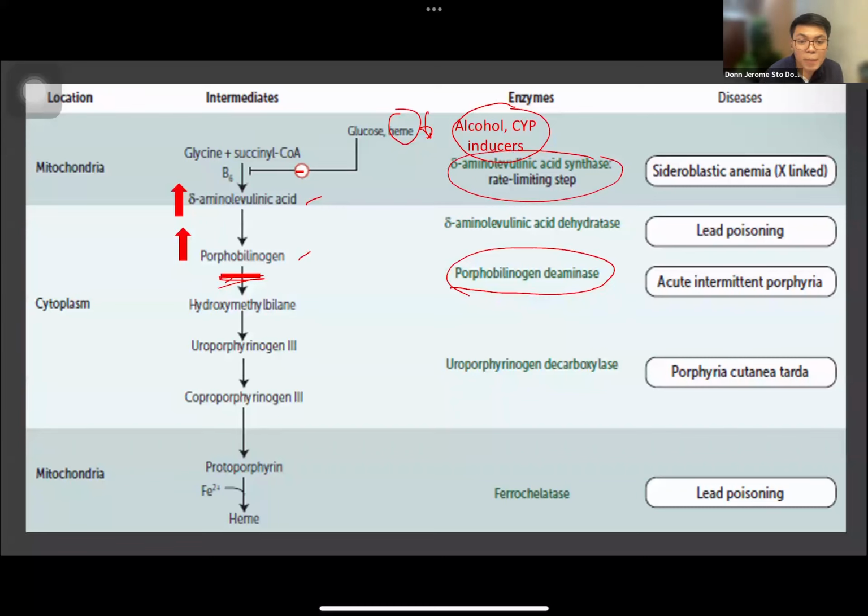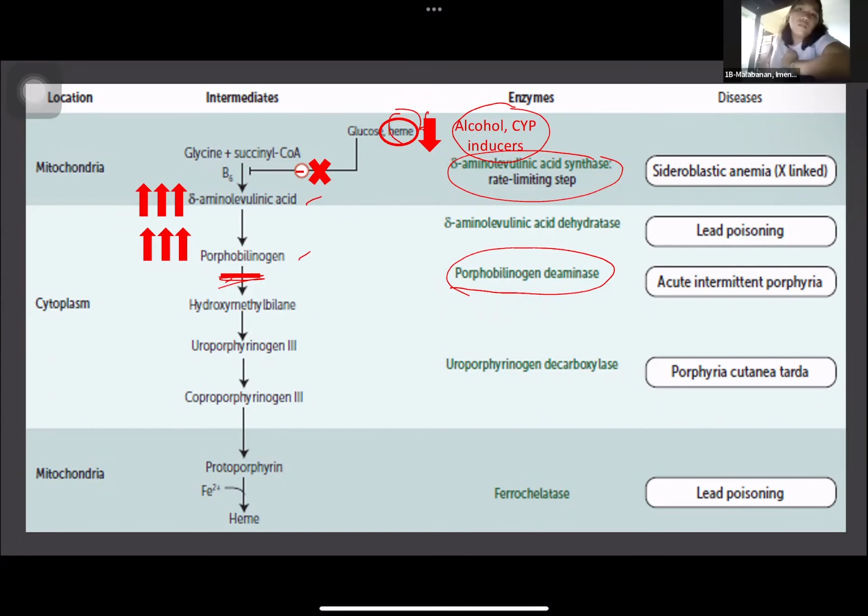If the inhibition is removed, will you have overactivity of your ALAS? Yes. ALAS is free to do its thing. So will you produce more ALA and more PBG? Yes. So you will produce more ALA and PBG. Will that precipitate an attack of porphyria? Will that make the manifestations of your patient more severe? Yes. So will you advise patients with porphyria to take in alcohol or to take in drugs that are CYP450 inducers? No. Okay.